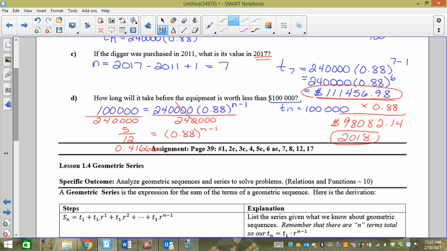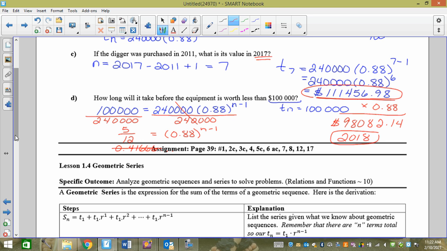The reason why I wouldn't push you to do it is because this is guess and check at this point. This is actual mathematical reasoning. I'd rather use mathematical reasoning at this point than guess and check, because this is a logarithm which is totally outside the scope of 20-1. To solve this, you would use a logarithm, and I'm not making you do it.